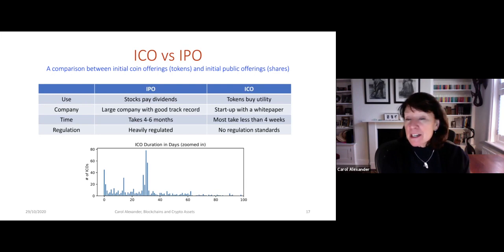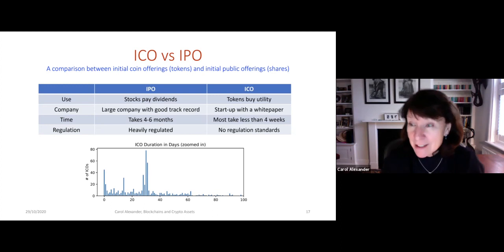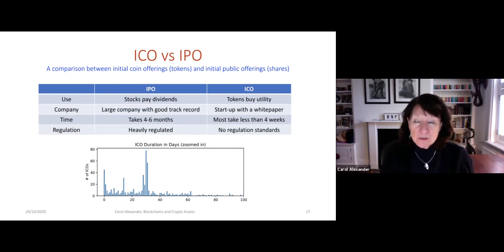Anyway, whereas with an ICO, all you need is a white paper and a website, probably. An IPO takes 4 to 6 months maybe. Most of the ICOs, as you can see, take less than 4 weeks. And there's heavy regulation from the SEC for an IPO. There's no uniform regulation standard for an ICO. And when I say the SEC, I just mean IPOs that are in the States. Obviously, the FCA, the Financial Conduct Authority, would regulate the IPOs in the UK and so forth. So the local central bank or the stock regulator would be regulating.